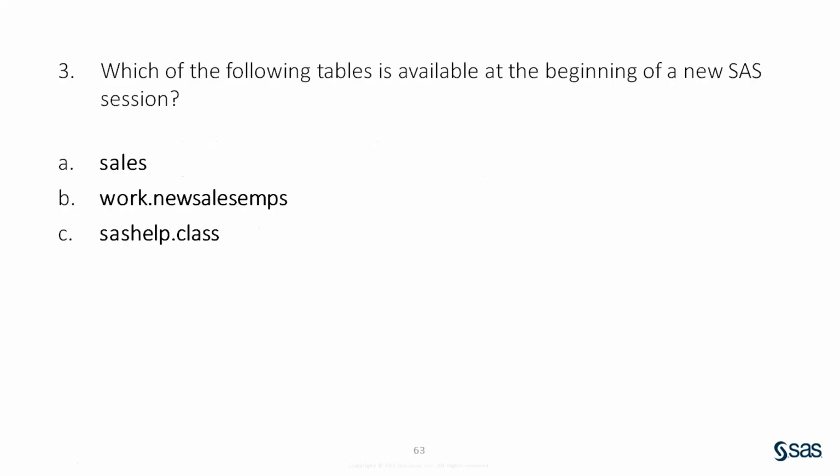Which of the following tables is available at the beginning of a new SAS session? So remember we had discussed we have two libraries. Yes, SASHELP.CLASS, because SASHELP is a permanent library which is there for us in the session, and within this permanent library we have this class data file.